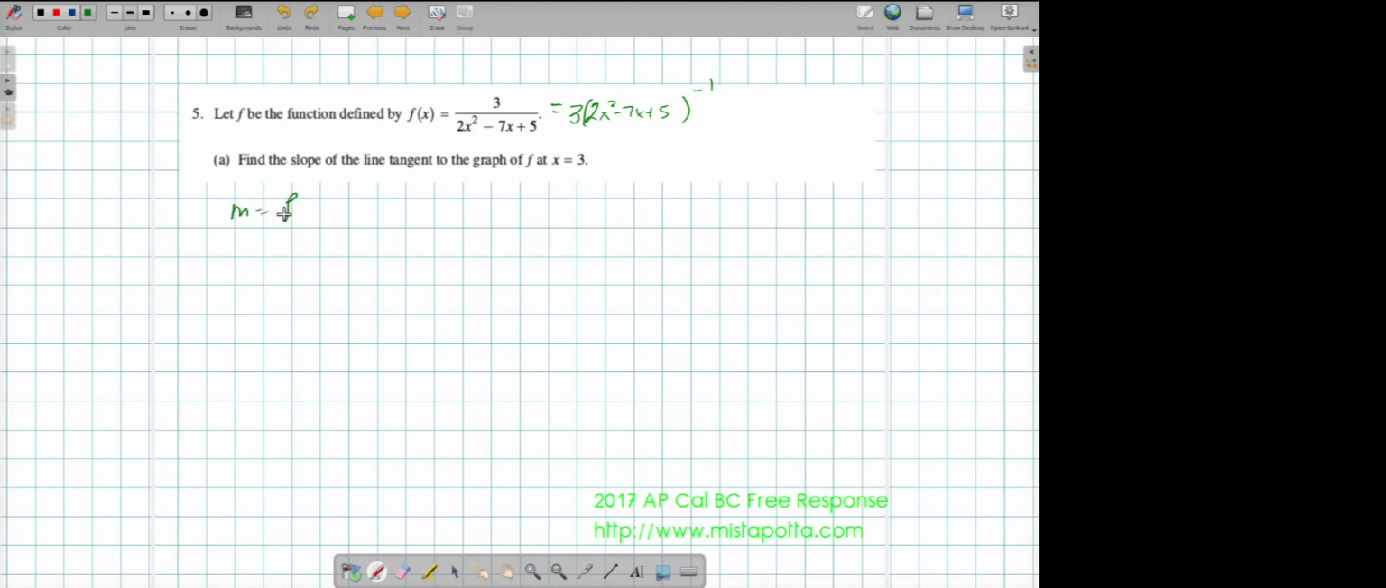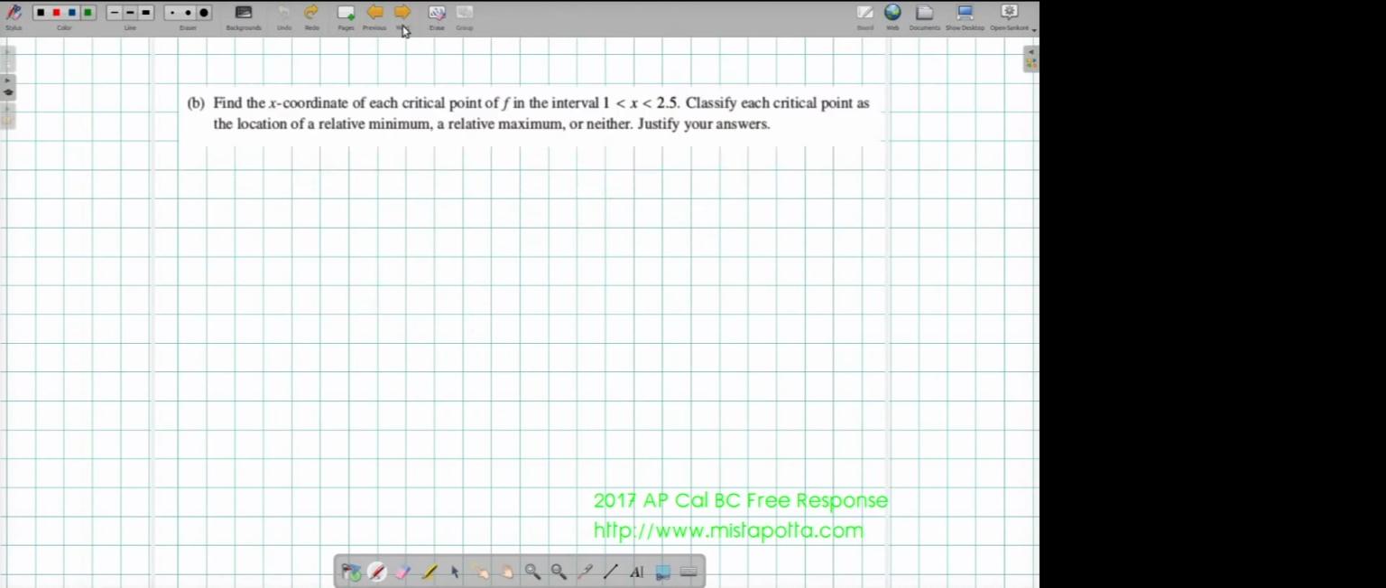My slope is going to be whatever the derivative is at x equals 3. So for us, it's going to be negative 3 times my quantity to the negative 2 power, 2x squared minus 7x plus 5, times the chain rule, 4x minus 7. And I'm evaluating this at x equals 3. So I end up with negative 3 times (4 times 3 minus 7) all over (2 times 3 squared minus 7 times 3 plus 5). And of course, this is a beautiful answer. I don't need to worry about trying to simplify this. It's probably not going to be very helpful for me to simplify this.